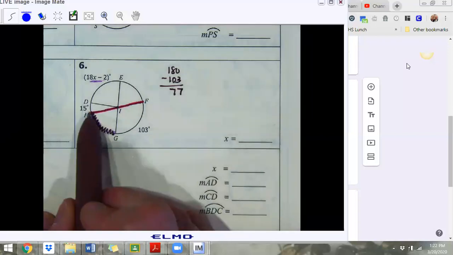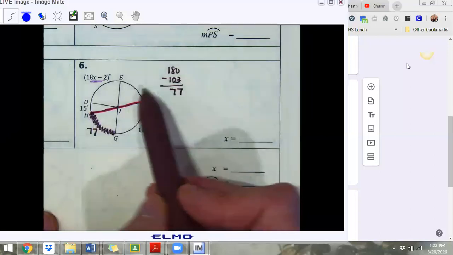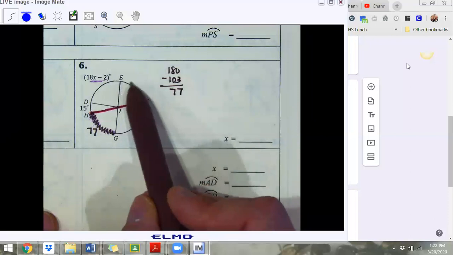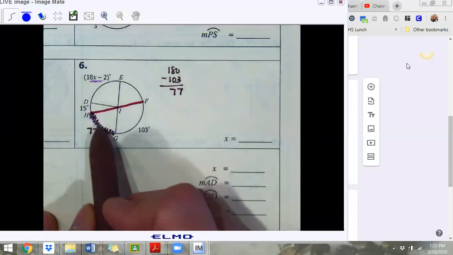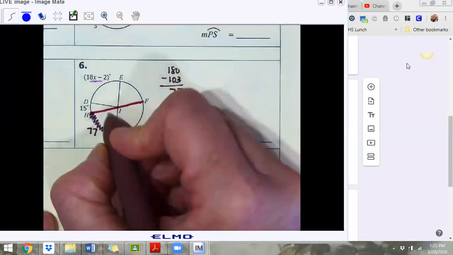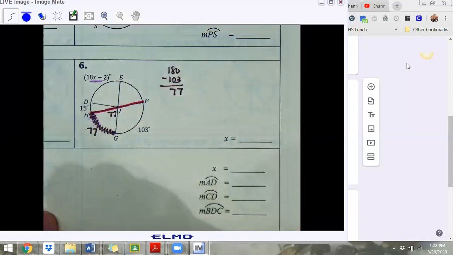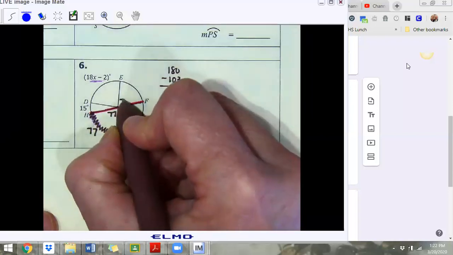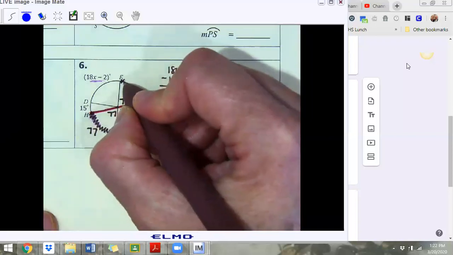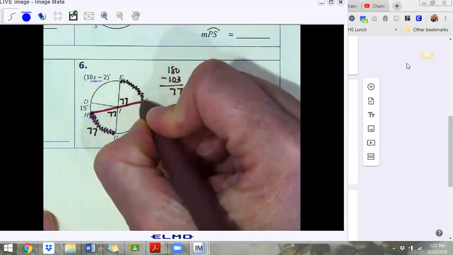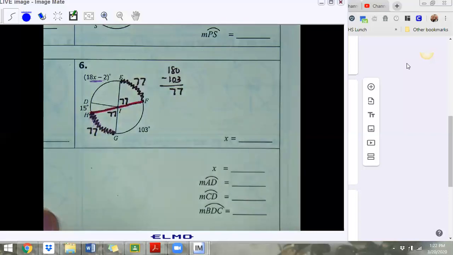So I have this arc. How am I going to find this arc? Vertical angles, right? Yeah, vertical angle. So this arc is 77. Then this angle is 77, which means that this vertical angle is 77, which means that this arc is also 77.